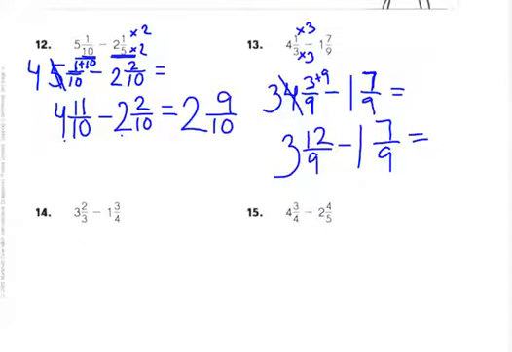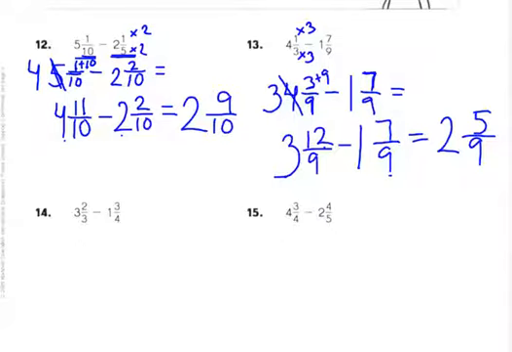All right, now let's do the subtraction. The 3 minus the 1 is 2, and 12 minus 7 is 5. The denominator stays the same, it's still 9, 2 and 5 ninths.